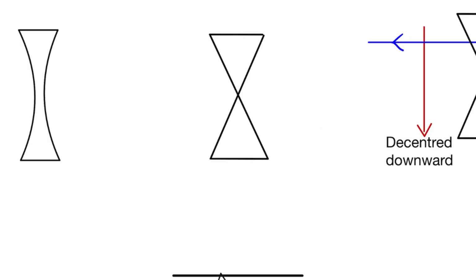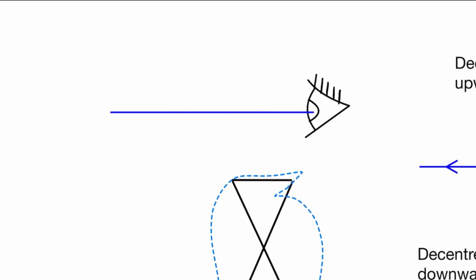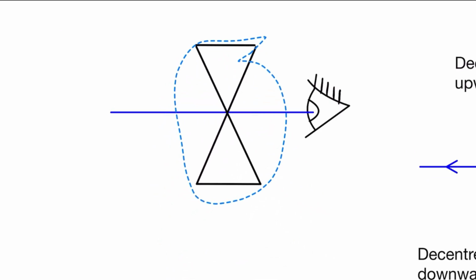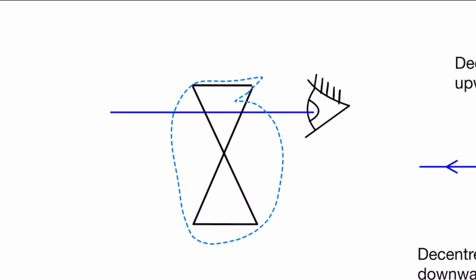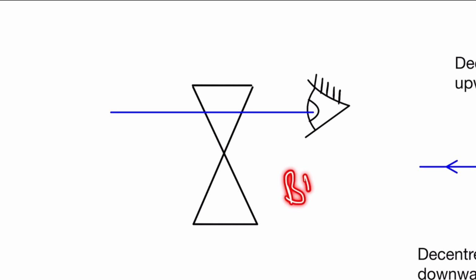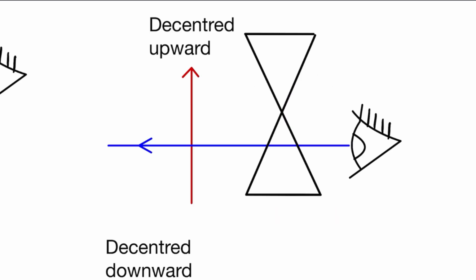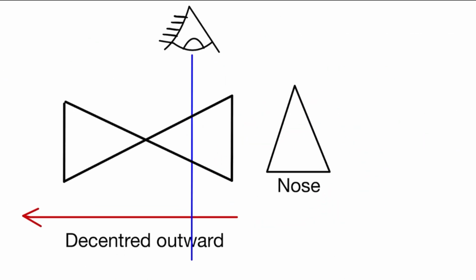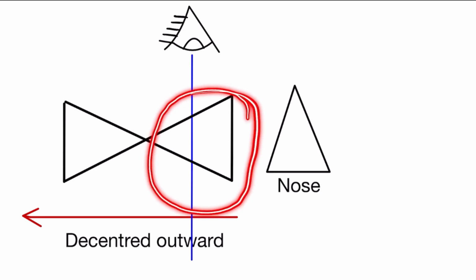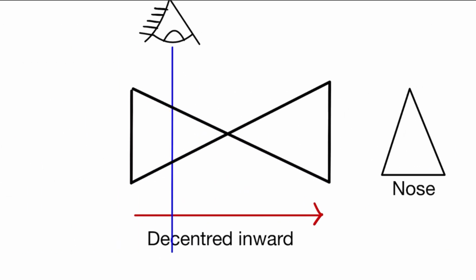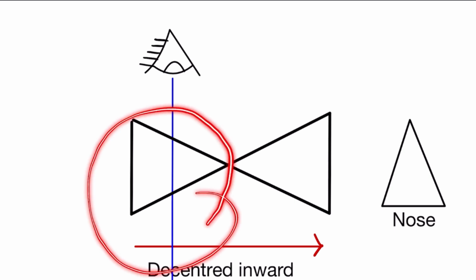A minus lens can be considered as a combination of two apex to apex prisms, which cause divergence. Here also, when the lens optical center is perfectly centered with the patient's visual axis, there won't be any prismatic effect induced. If the lens is decentered downward, a base up prism is created in front of the eye. If the lens is decentered upward, a base down prism is created. If decentered outward, a base in prism is created. If decentered inward, a base out prism is created in front of the eye.